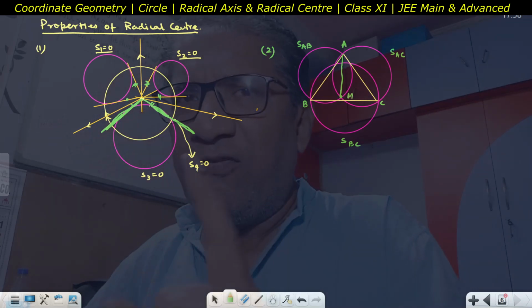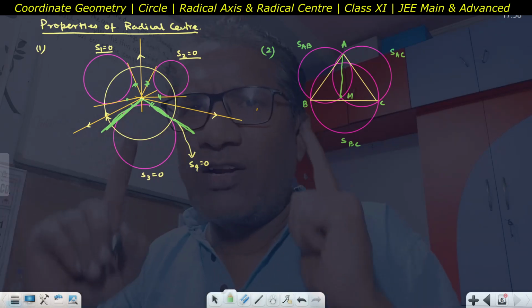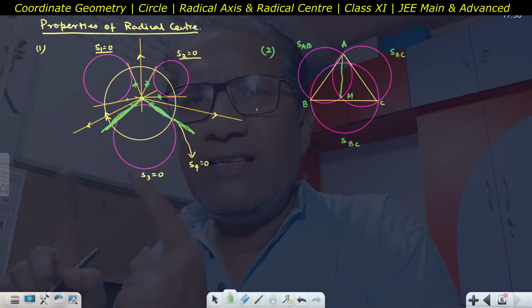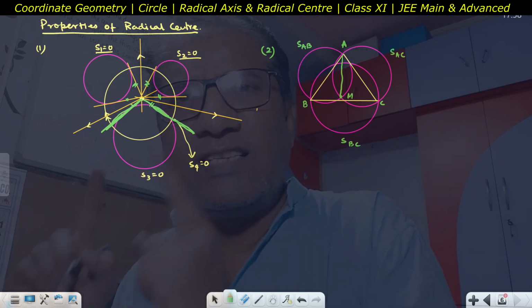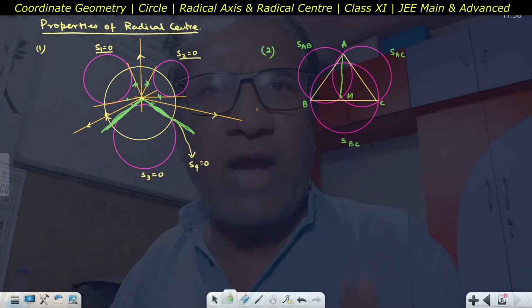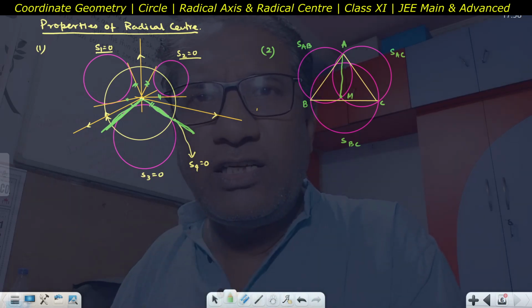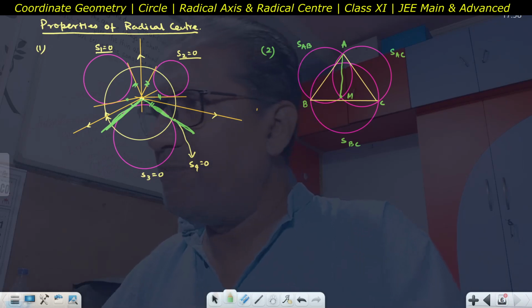Now, look at it very carefully. It's a very important point. What is our goal? Our goal is to prove that the radical center for these three circles is the same as the orthocenter for the triangle ABC. Orthocenter means where the three altitudes meet.